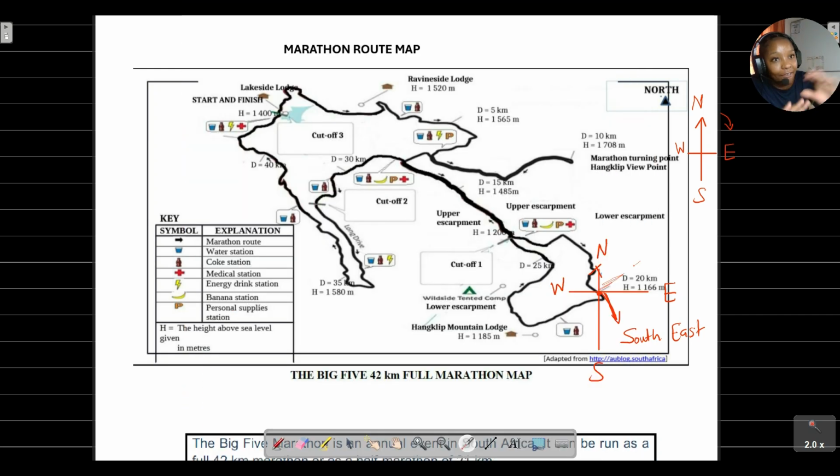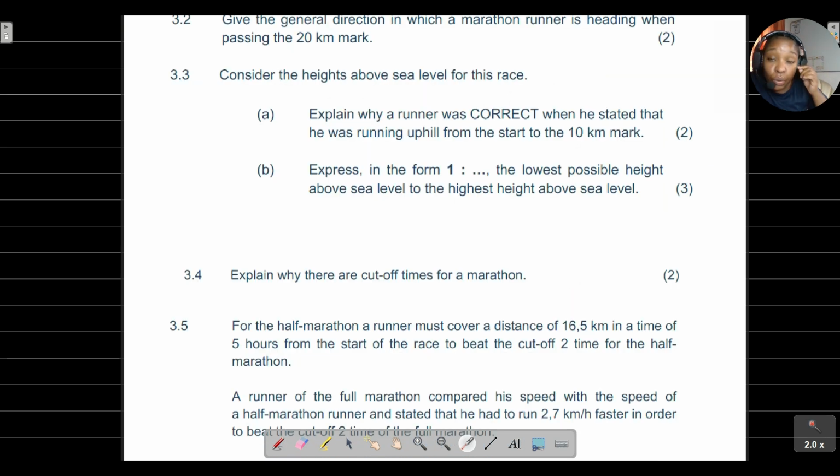Okay, so I've basically explained what is happening. The height above sea level, if it's increasing, it means that it's going like this. If it decreases, then it means that our slope is decreasing like this. Okay, so that's just something that you need to take note of. Consider the height above sea level for this race.